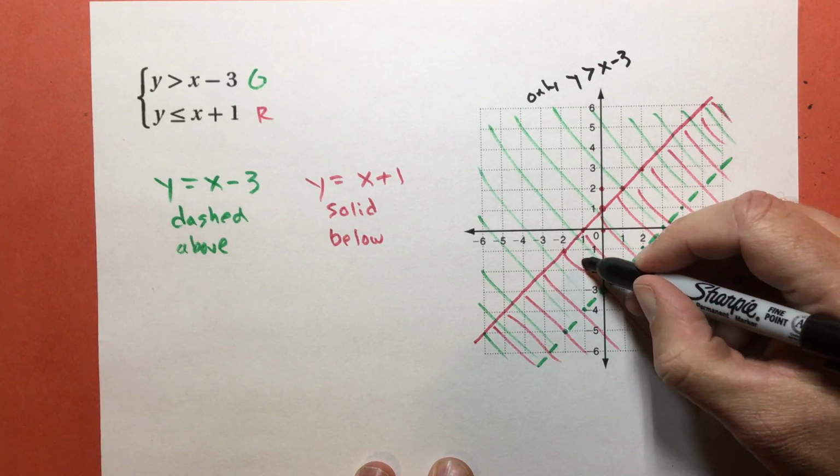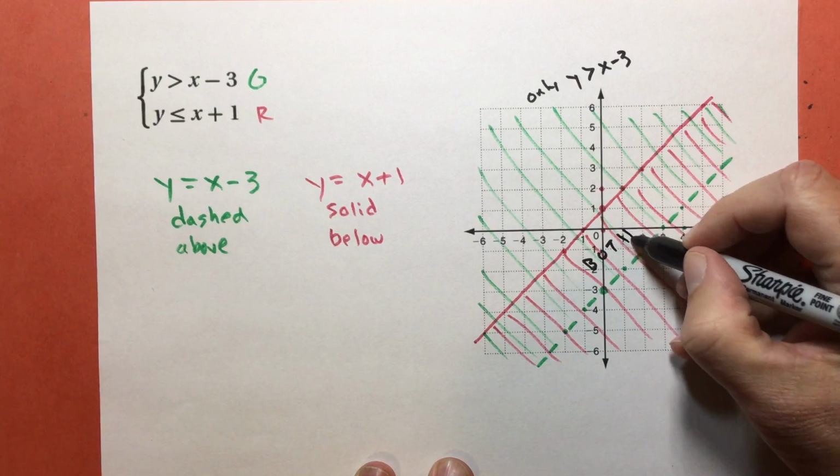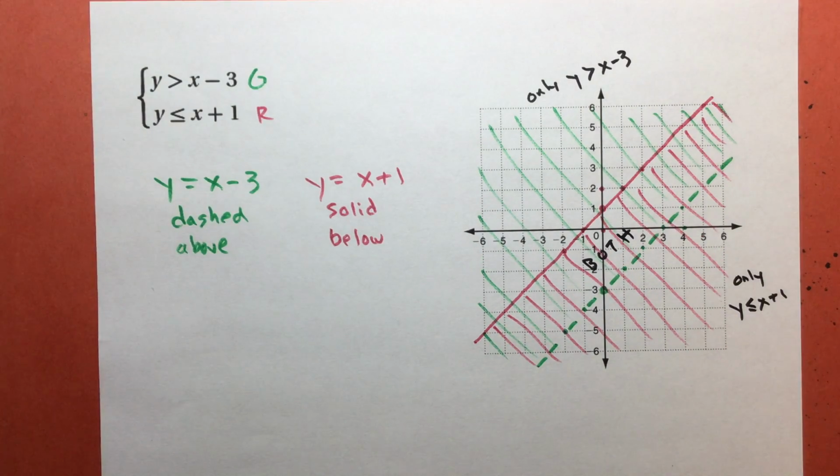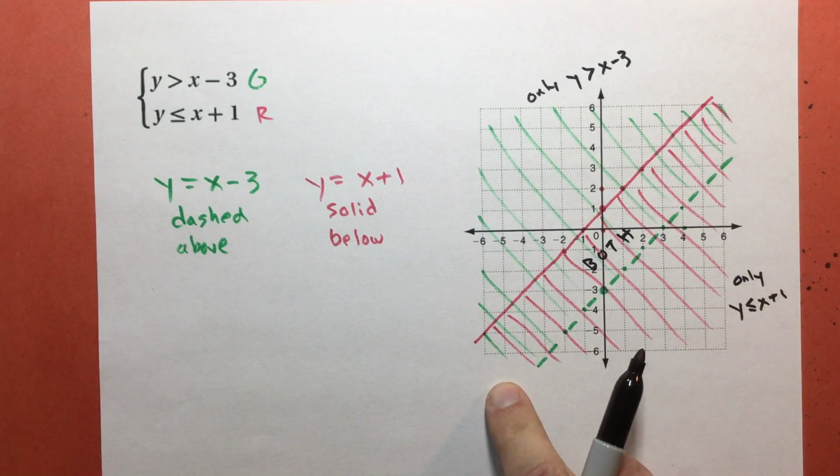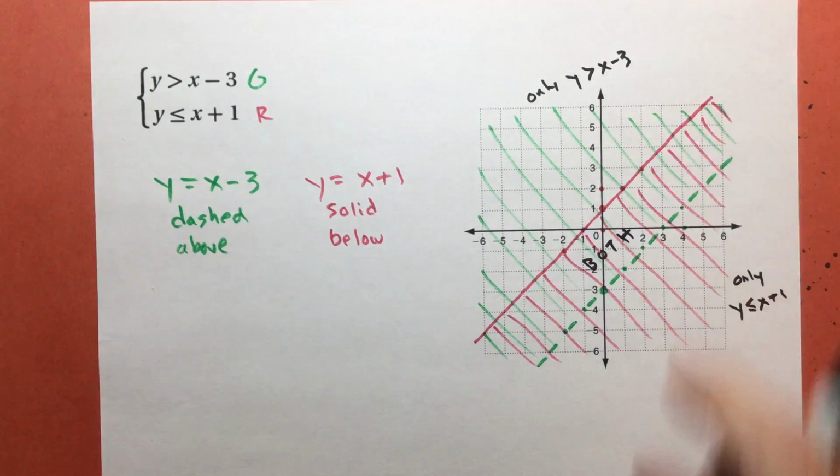But in this area right here between them, that's where both of them work, and that is the solution. All the points in this area between the two boundary lines, and even on this boundary line, those are going to work for both of them.